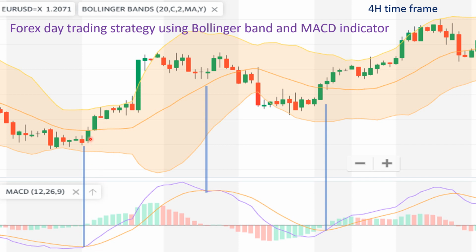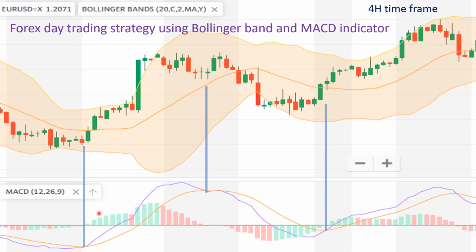Now, if you enter the market at this candle, you can put your stop loss below the lower band, maybe 1 or 2 ATR. And if you enter the market at this candle, then you put your stop loss 1 or 2 ATR below the median.